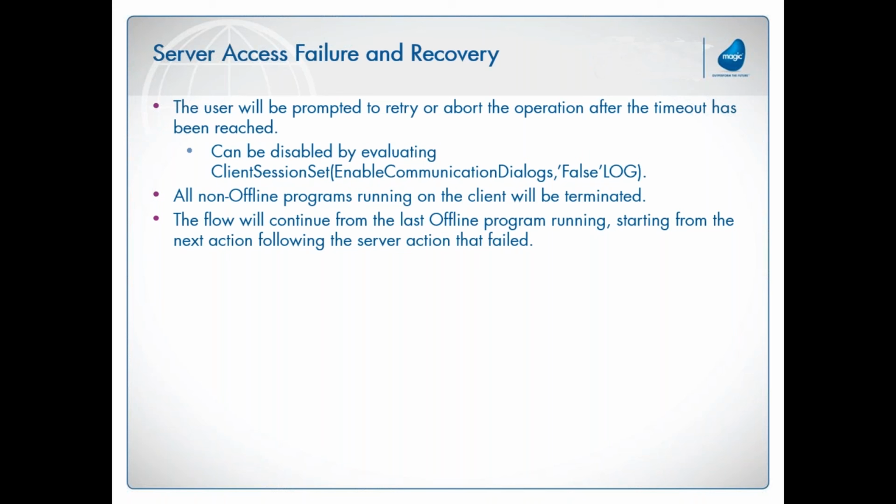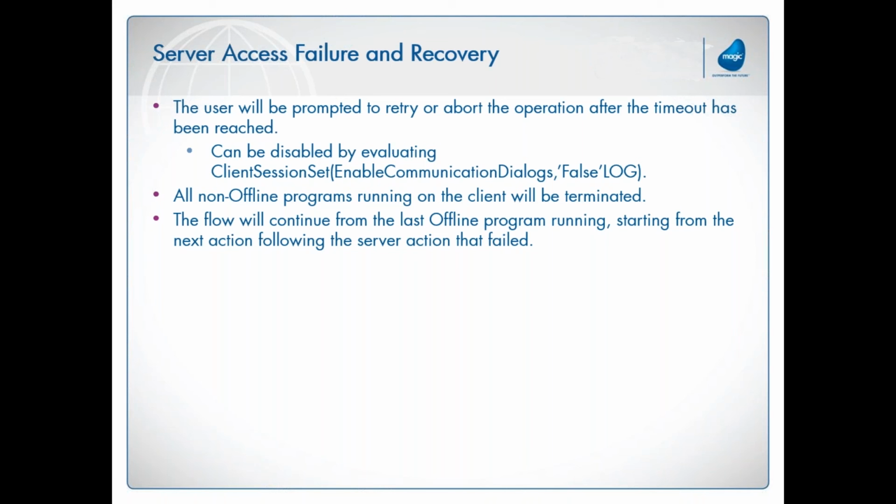Now, you can disable this message box, so the user will not see it, by using a function called client statistics set, and it has the parameter enable communication dialog. This is currently the only string parameter there, and you set it to false. By doing so, if the client tries to connect to the server and fails because there is no network or the server is not available, then the end user will not see anything. In this case, it's the developer's responsibility to handle it, and we'll talk about it in a second.